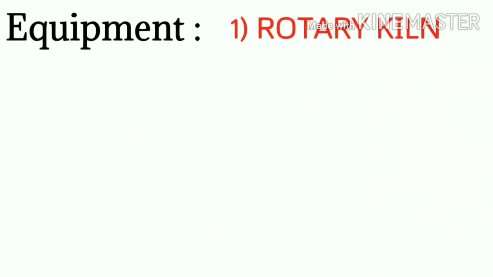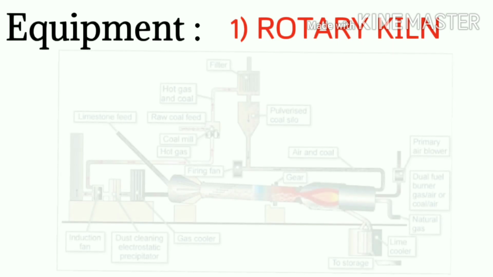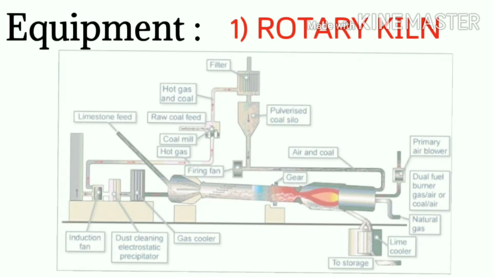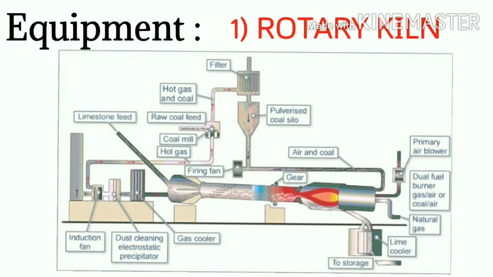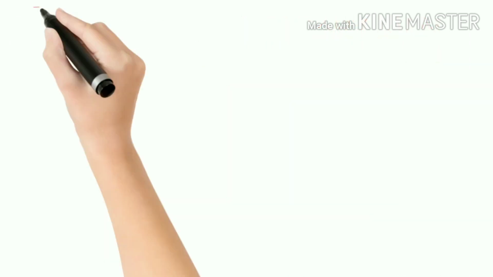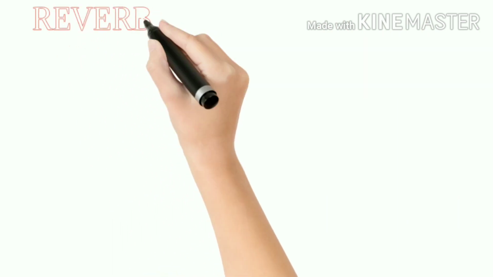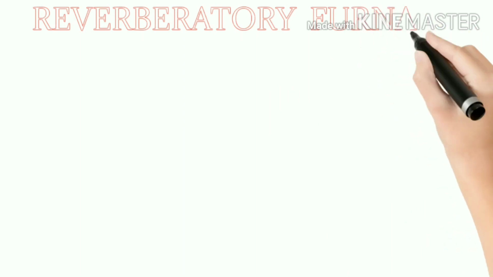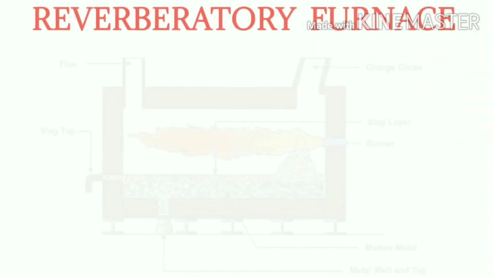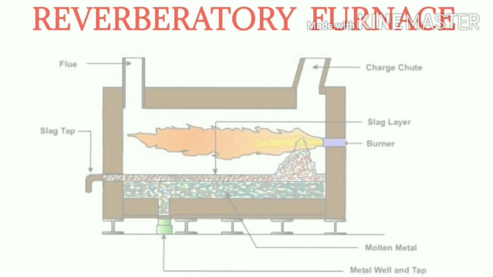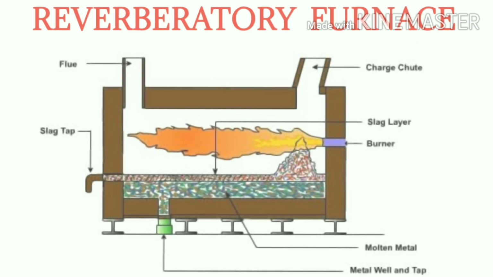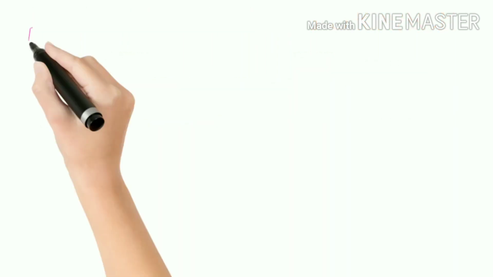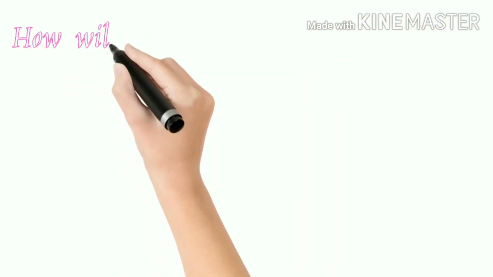So let's see what equipment is needed for this roasting. The first equipment we are seeing here is a rotary kiln. This is equipment which is needed for roasting. Roasting is a process of converting an ore into a metal oxide, especially sulfide ore, heating below its melting point, and we have to give excess oxygen for the roasting. The second one is the reverberatory furnace. These are the two pieces of equipment needed for the roasting process.